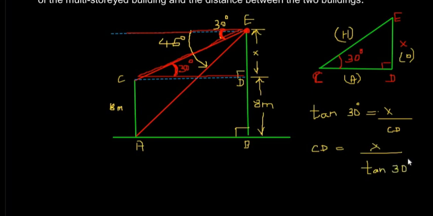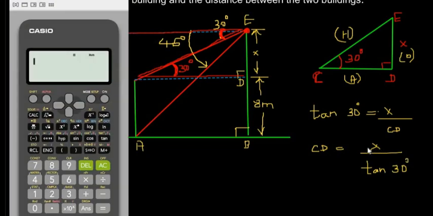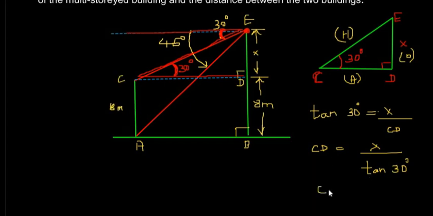So let's see what we get. 1 over tan 30 in the calculator. Since it is x divided by tan 30, I will take it as 1 divided by tan 30. We get radical 3. So CD is given as radical 3 times x.